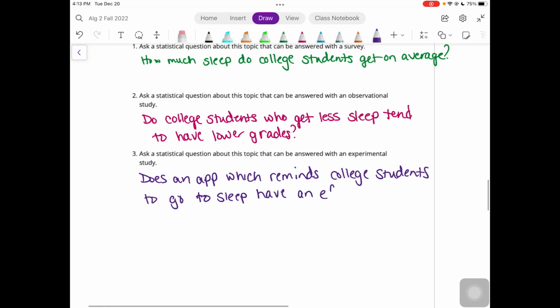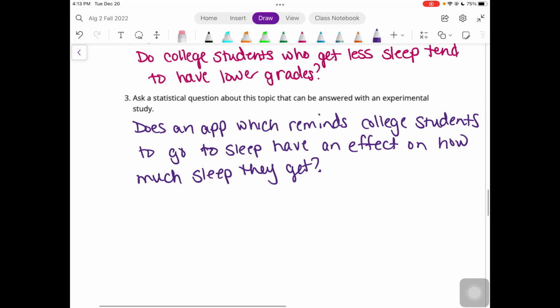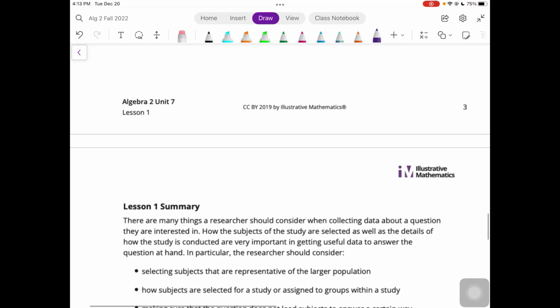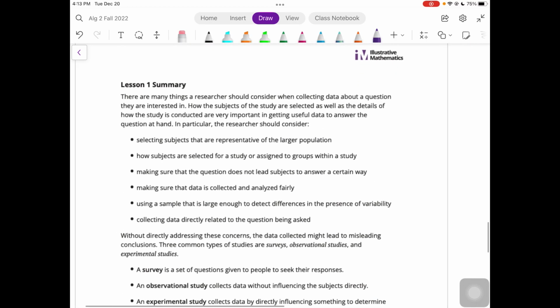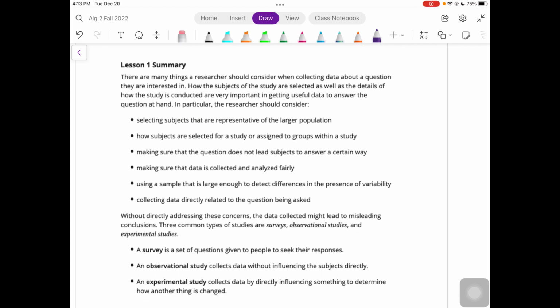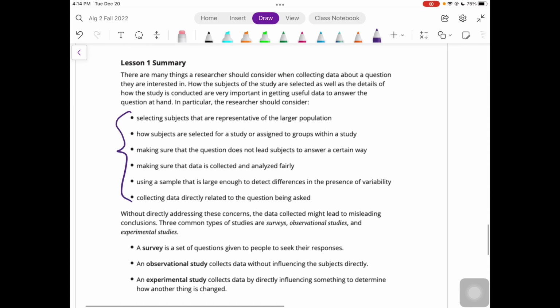All right, so let's take a look at the next part. And here is your summary. So you can take a look at what the different kinds of studies are again, surveys, observational studies, experimental studies, and think about some different things that a researcher might need to consider right here when they're coming up with a study, right?